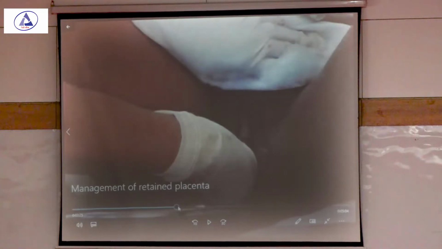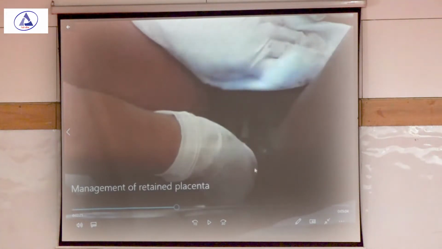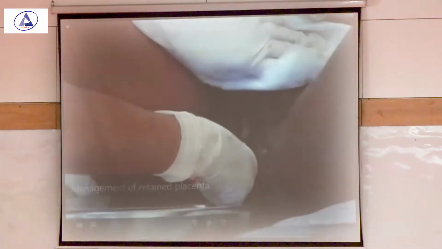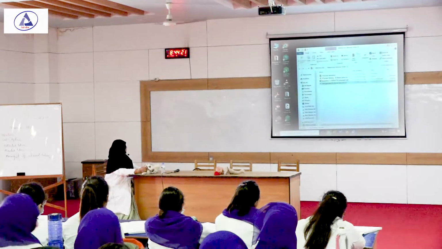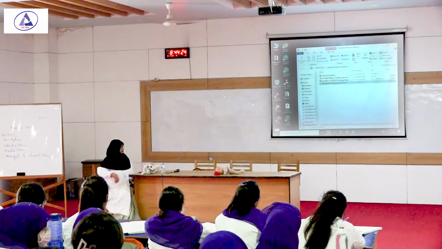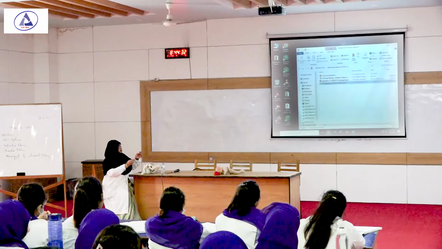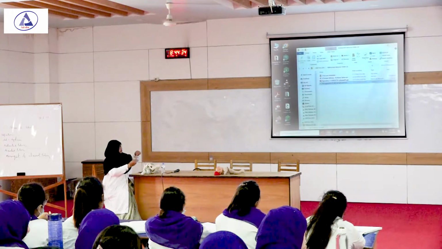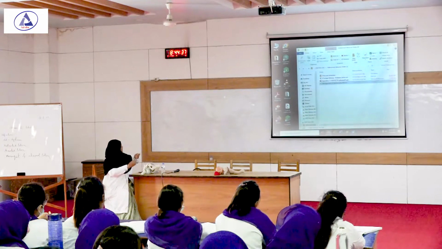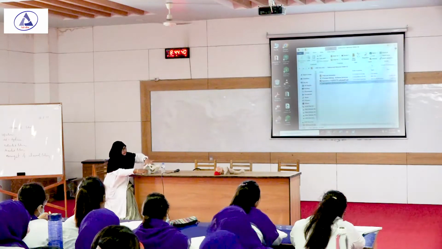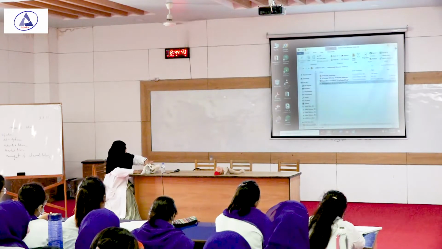Then here you saw the controlled cord traction for the removal of the placenta. The upper hand is in the suprapubic region. We push upwards and backwards like this. I showed it before. Controlled traction means how we open the pen. If you think this is the placenta and this is the uterine cavity, we just control like this. This is suprapubic pressure.